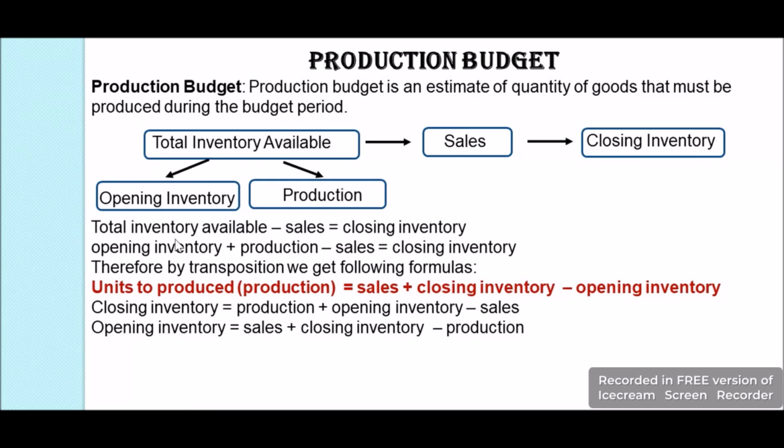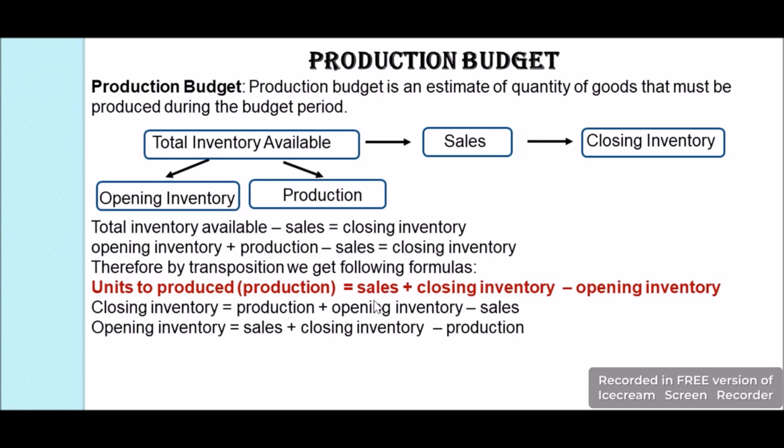So if we write this in the formula, it will be total inventory available minus sales equal to the closing inventory. Or we can write this total inventory as the opening inventory plus production minus sales, which will be equal to the closing inventory. Now we can transpose this formula in different ways to find different values. Like if you want to find the units produced or the production, then what we will do is transpose the sales and the opening inventory to the other side.